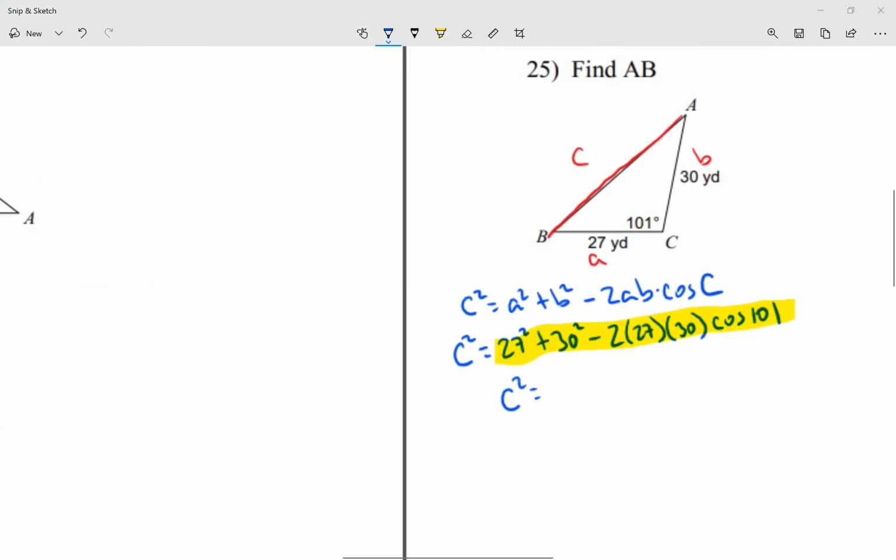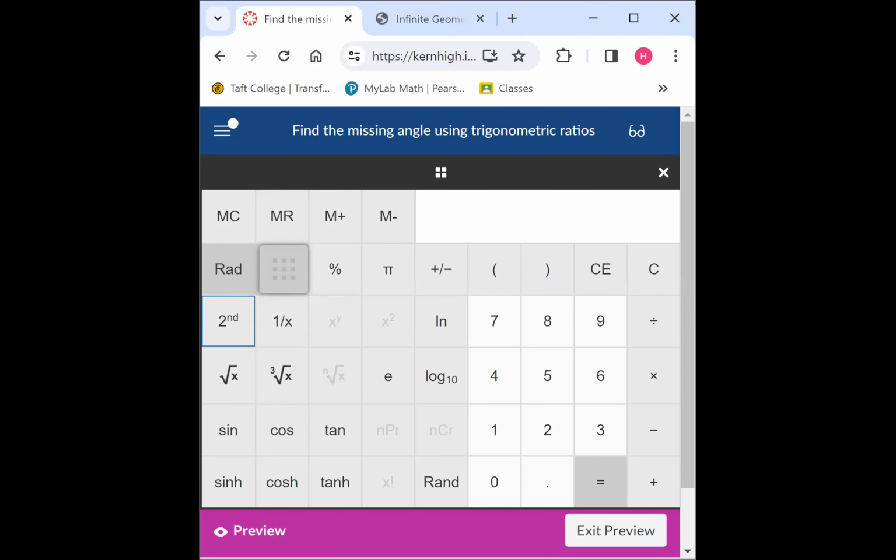I'm going to use this calculator as a reminder. Every time I open a calculator, it's on radians, or at least I want to give you a heads-up. Make sure you switch it to degrees. You need degrees. Okay, so I'm just going to type in what we had.